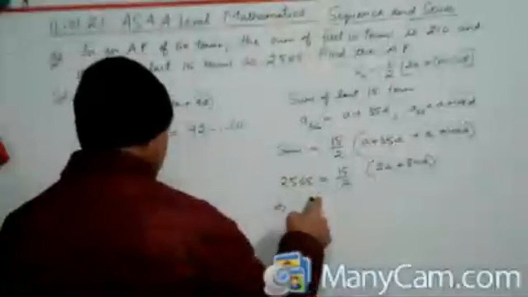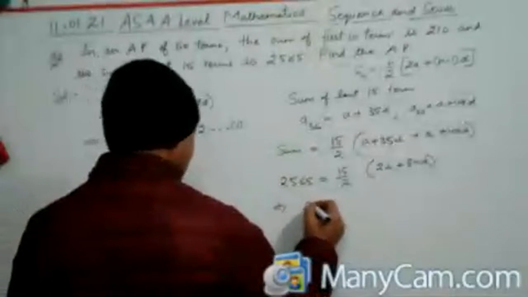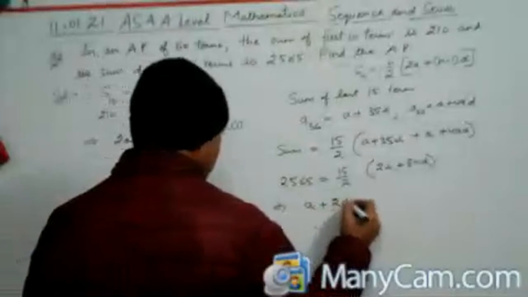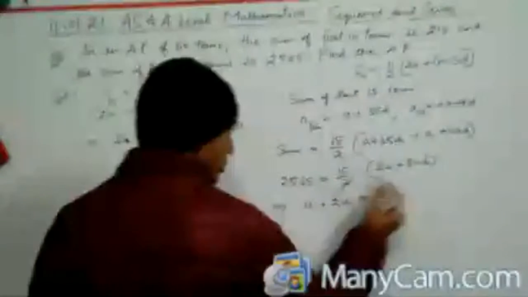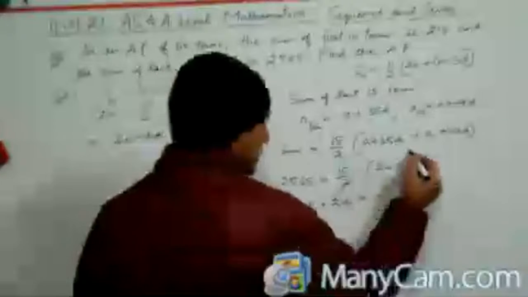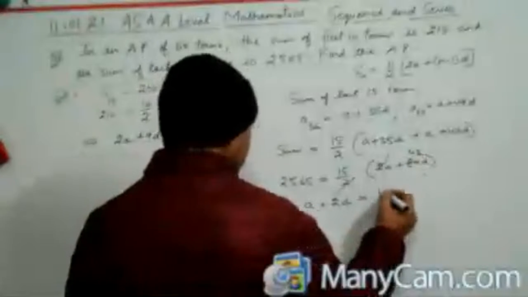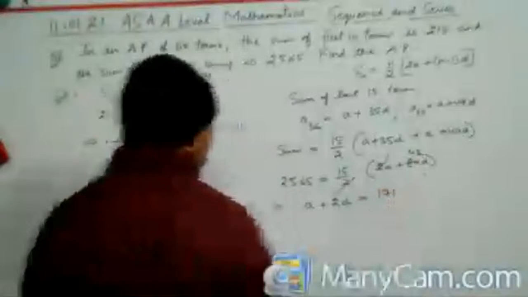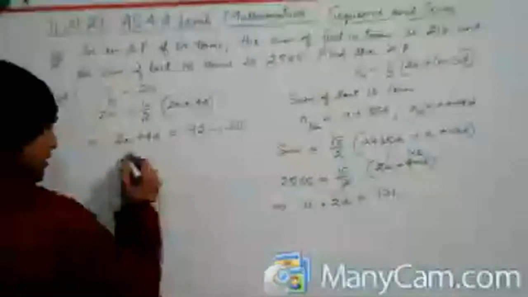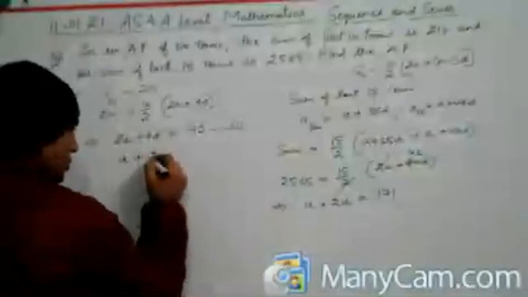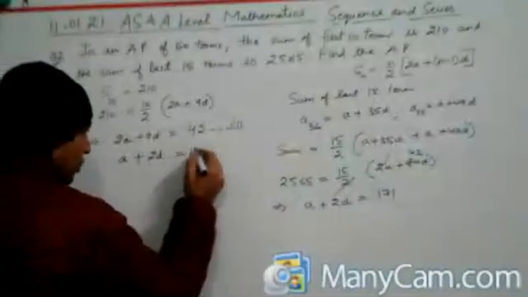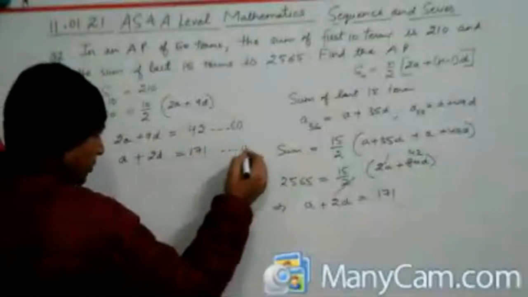When we open it, we have the equation a plus 42d equals 171. So we have two equations: one is 2a plus 9d equals 42, and the other is a plus 42d equals 171. This is equation number 2.